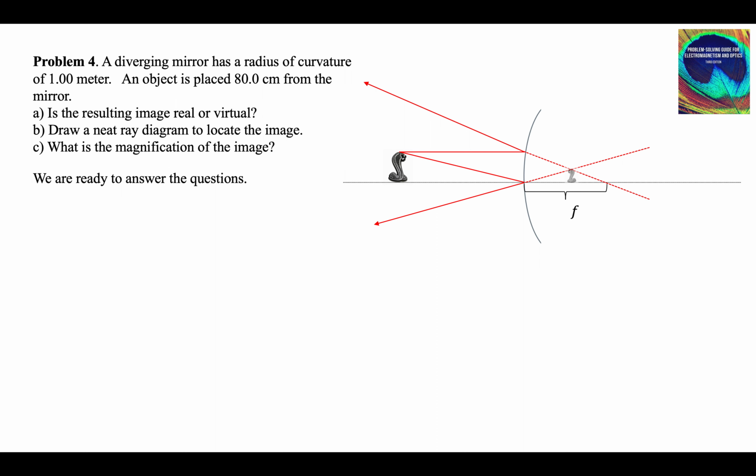Now we can answer the questions. Certainly is a virtual image. It's a diverging mirror. There's the ray diagram. What is the magnification of the image? It's about 3/8. That's problem 4.